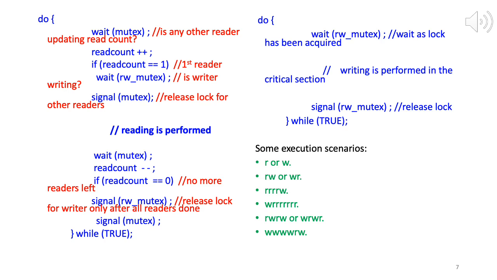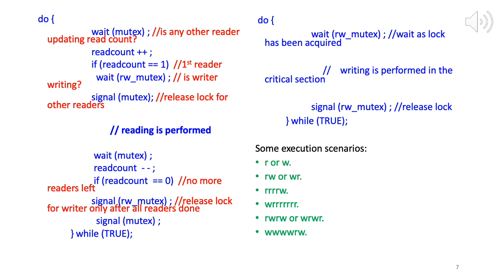So then it does the reading, right? Acquires the lock, and assuming the writer is waiting on read write mutex, it does the reading and does read count minus minus with a lock, of course. If read count is 0, yes it is. It does a signal on read write mutex, and then the waiting writer can continue, right? So it will work fine.